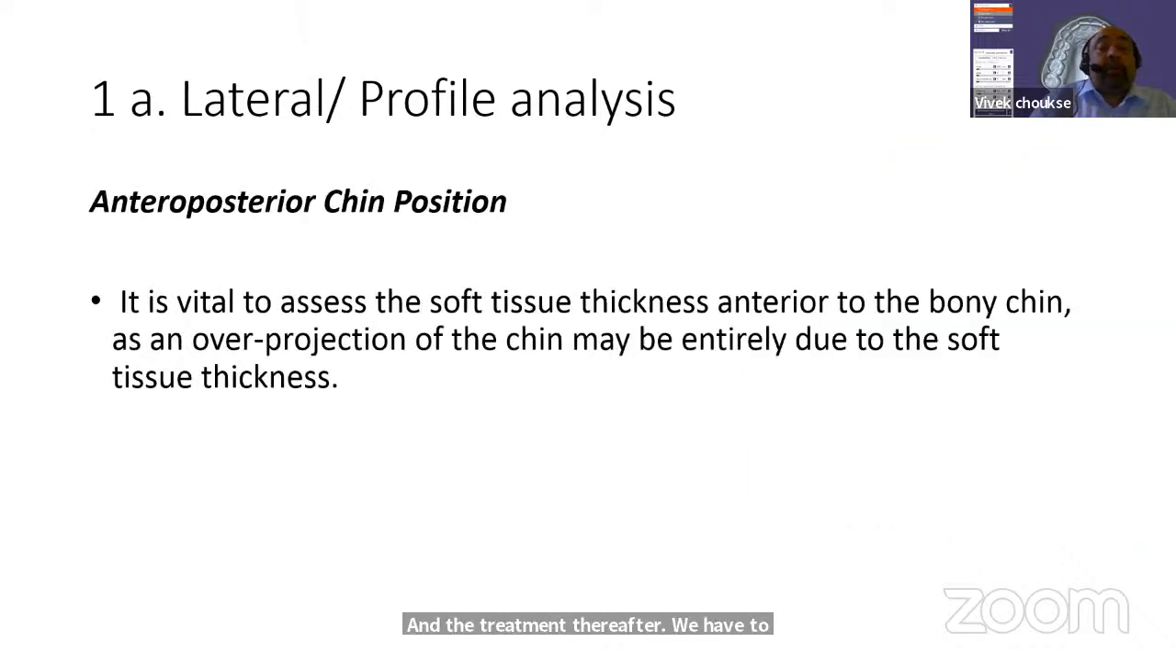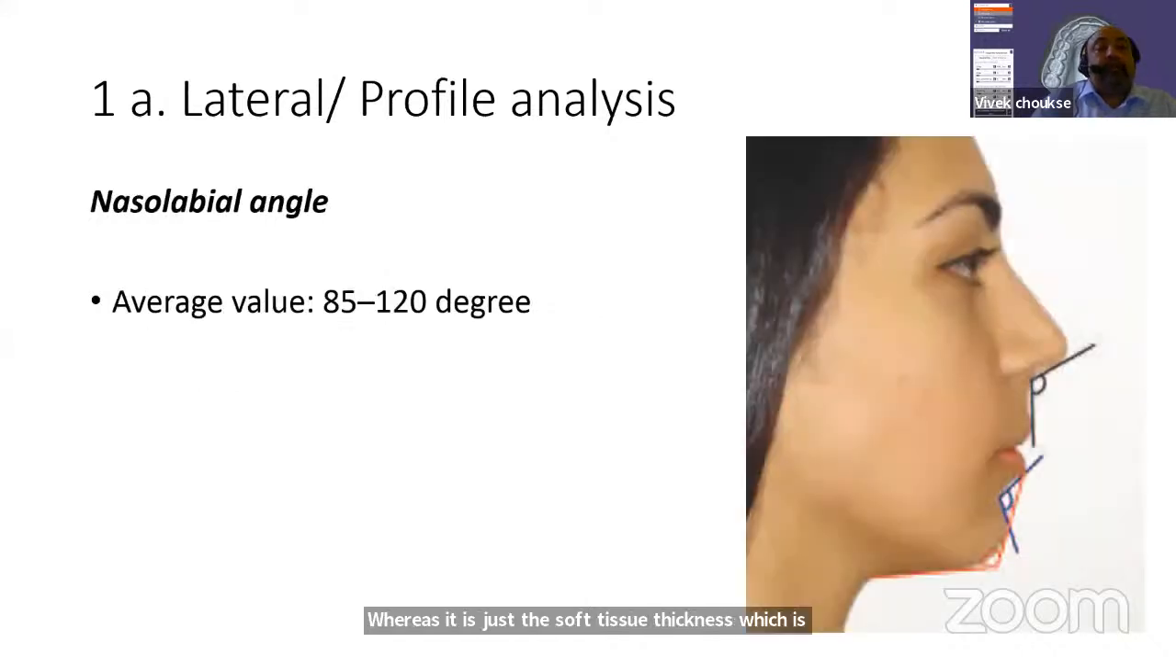Sometimes there is a soft tissue thickness present on the chin, which gives an idea of a class 3 profile, whereas it is just the soft tissue thickness anterior to the bony chin, and which can be corrected accordingly.